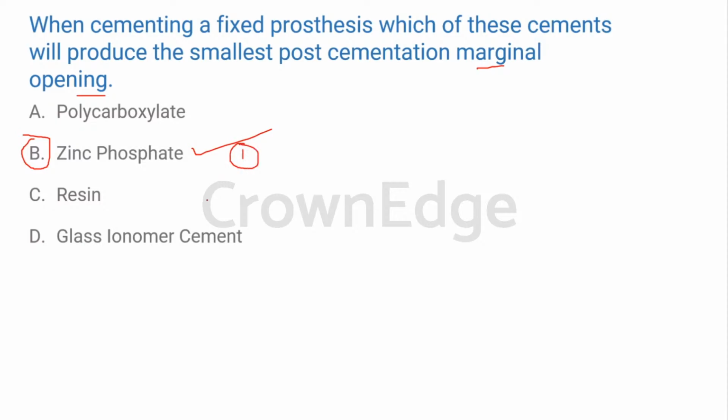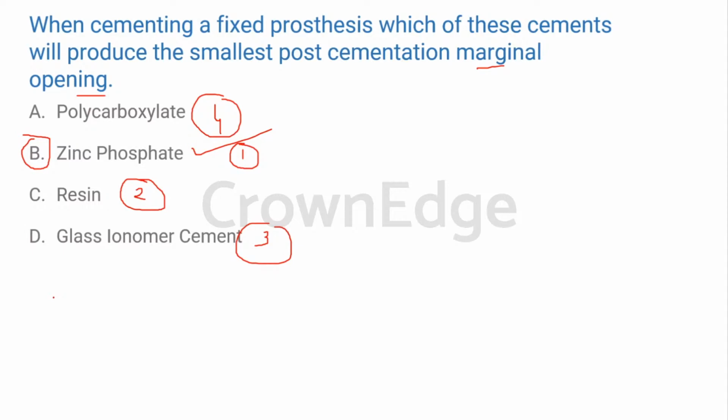That is the least amount of post cementation margin opening. Your resin cement is second. Your glass ionomer is third, and your polycarboxylate is fourth. That is the order with regards to the cements which produce the least amount of marginal openings. Your phosphate produces the least. Next comes the resin, third GIC, fourth polycarboxylate.